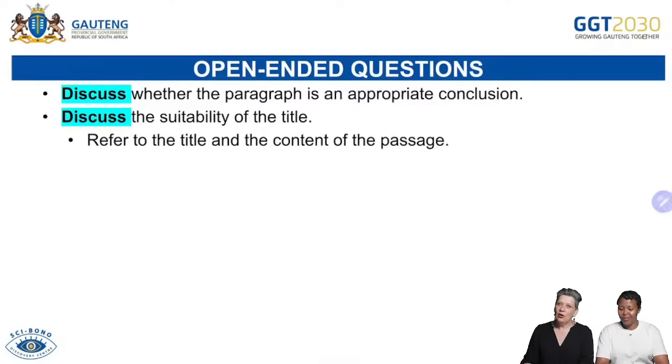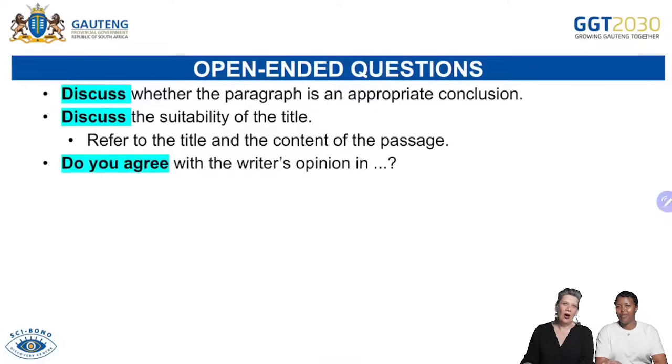I agree. So these are called open-ended questions. This is where we ask your opinion. And we might use words like discuss, whether the paragraph is appropriate or whether the title is suitable, or do you agree with the writer's opinion in a certain paragraph. So these are questions that want your opinion, and you have to decide yes or no, or agree or I don't agree. So it does expect a bit more from you than just the normal explain what's happening.